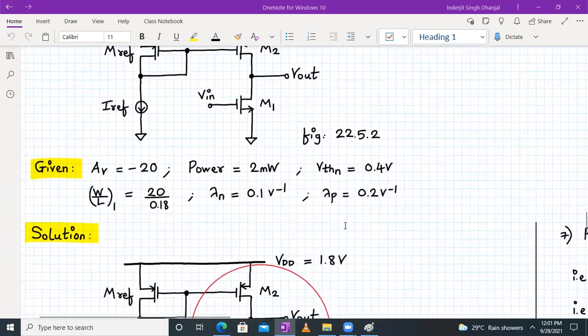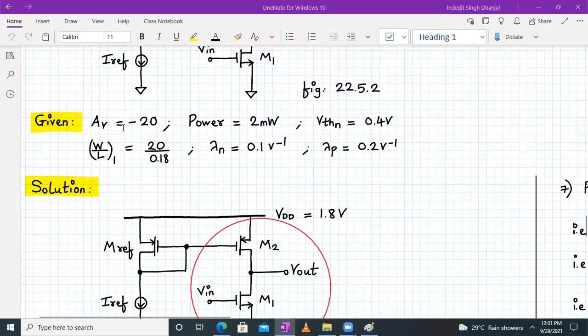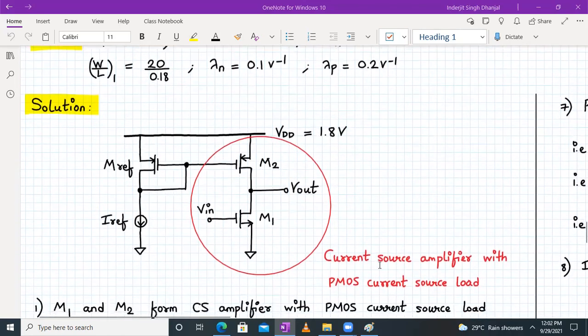So we will write this data in the given. So AV is given as minus 20, power is 2 milliwatt, VTH N is 0.4 volt, W by L of M1 is given, lambda N and lambda P are given to you. Fine. So let us move on to the first step.